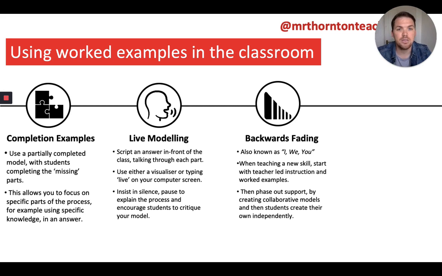Backwards fading. This is a thing that I absolutely love. I, we, you. I've done a lot of work on this myself. The idea is that you use worked examples in a fading approach. You do a lot of heavy I. You write worked models led by the teacher. And then eventually you reduce the amount of input that you give to students. So together we will create a worked example, and eventually you will create your own example. You will complete the work yourself. So that is your fading teacher instruction, fading teacher guidance, a way that eventually they can do things independently.